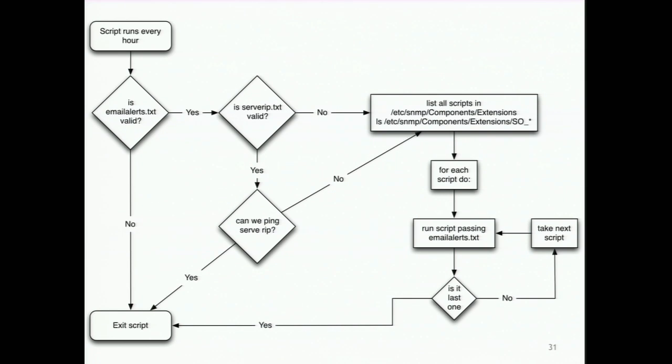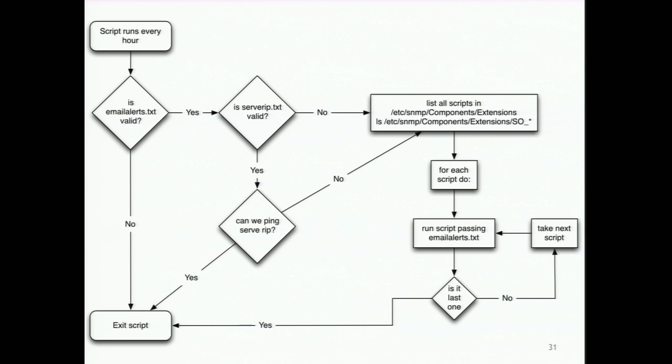So in the root folder of /etc/snmp, I have an email alerts text file. If the file is not there or is empty, the script just quits. This machine is not meant to send any email alerts. It's a desktop, it's a machine in a lab, so it's always going to be on the LAN. I don't need that mechanism.